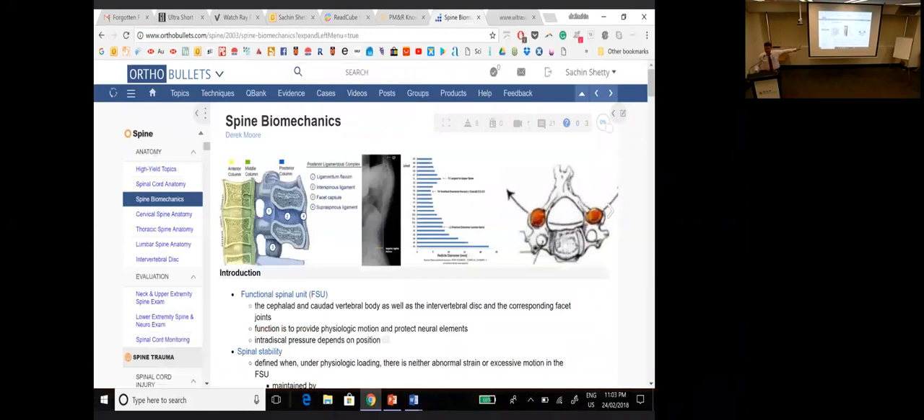Show of hands, who has heard of Ortho Bullets? Okay. So for those who haven't, you will thank me for recommending this. I've seen this evolve. When I was training, it looked a lot different. They have possibly had some funding infusion. It looks very professional now. This is a bunch of cheat sheets all clubbed together, and now they make it look very professional.